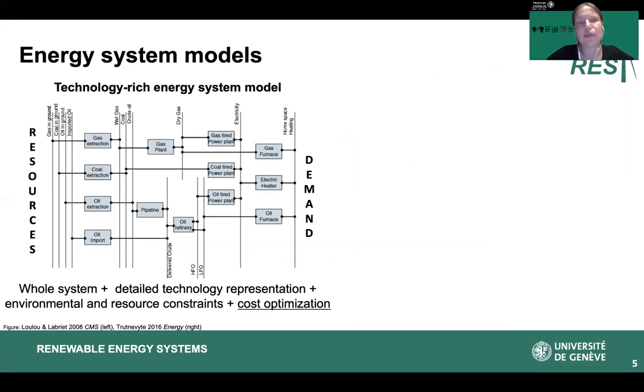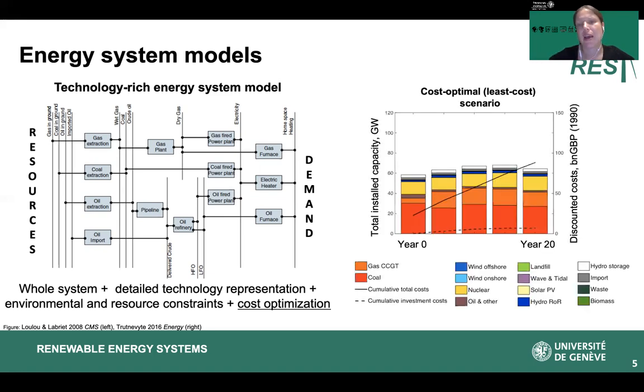In this particular case, I'll use an example of an energy systems model or technology-rich energy systems model. So it's the kind of model that represents the energy system from resources all the way to the demand. And it has a detailed technology representation, and it eventually uses cost optimization as a way to come up with a result, for example, like this, which would be a cost optimal scenario from 1 year for the next, let's say, 20 years, and how, in this case, the electricity generation mix could evolve. And I'll come back later on to this graph.